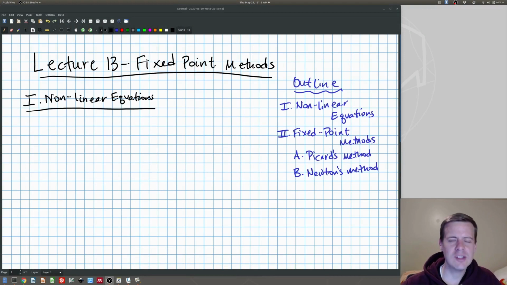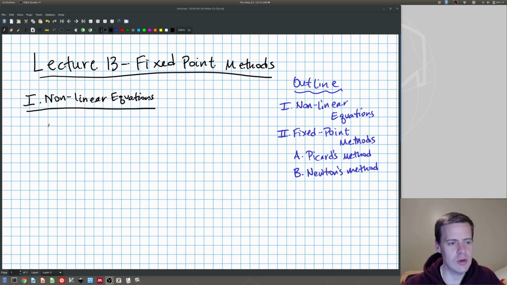Hi everyone, this is lecture 13 on fixed point methods which are used to solve nonlinear equations. So today our outline looks like we're going to start out and introduce nonlinear equations, and then we're going to jump into these fixed point methods. We're going to start with Picard's method, and then we're going to get to Newton's method. So let's go ahead and start there.